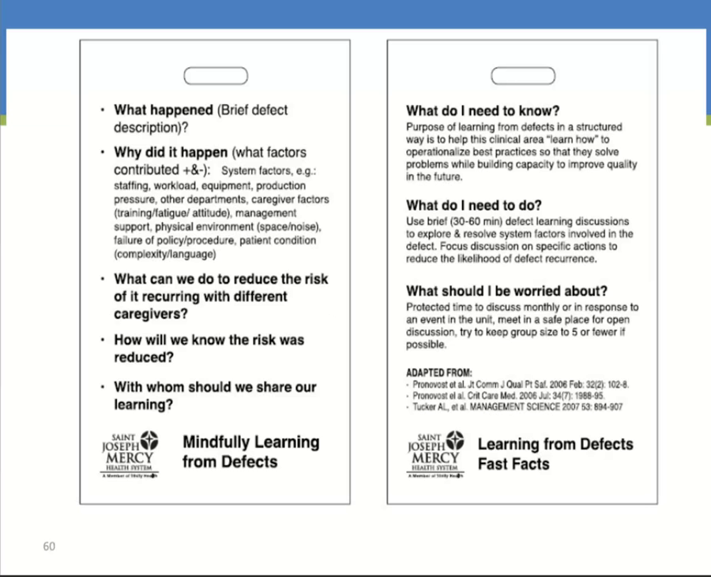Here is an example of a badge card that runs through the structure of the Learn from a Defect process. It talks about what happened, a brief description of the defect. Why did it happen? So it focuses on contributing factors, and it lists examples of factors. We ask the team, what can we do to reduce the risk of this happening again to another patient? How are we going to know this risk was reduced? And who are we going to share our learning with?